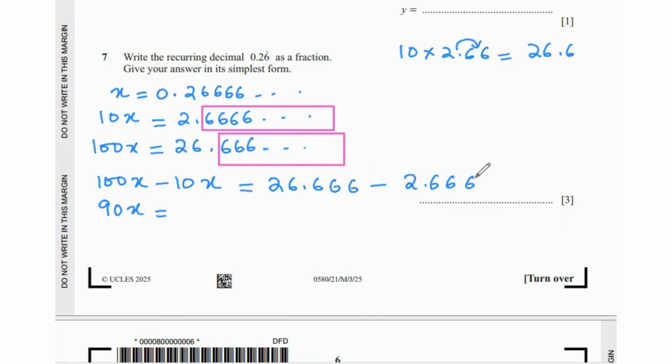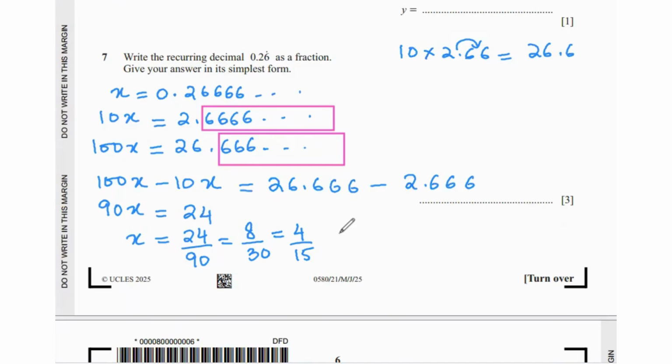26.6 recurring minus 2.6 recurring is 24. All of the numbers after the decimal are gone, and 26 minus 2 is 24. X is now 24 divided by 90, and we can simplify this to 8 over 30. 8 over 30 can also be further simplified to 4 over 15, which is your final answer in its simplest form.